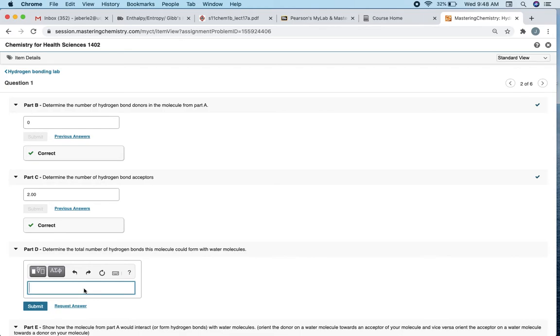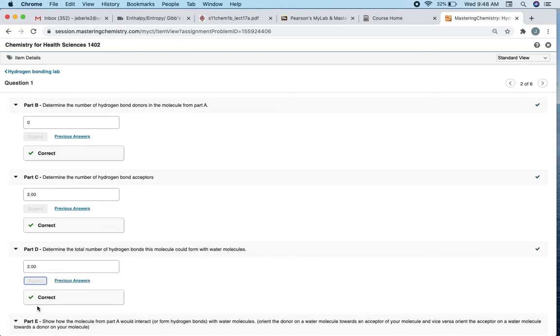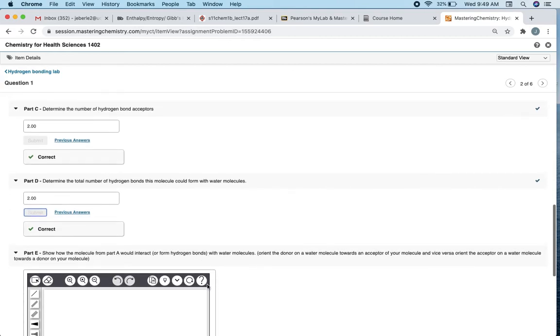You just add up the number of donors and the number of acceptors in the molecule, because they could each form their own individual hydrogen bond. So we could get 2 bonds with water molecules.